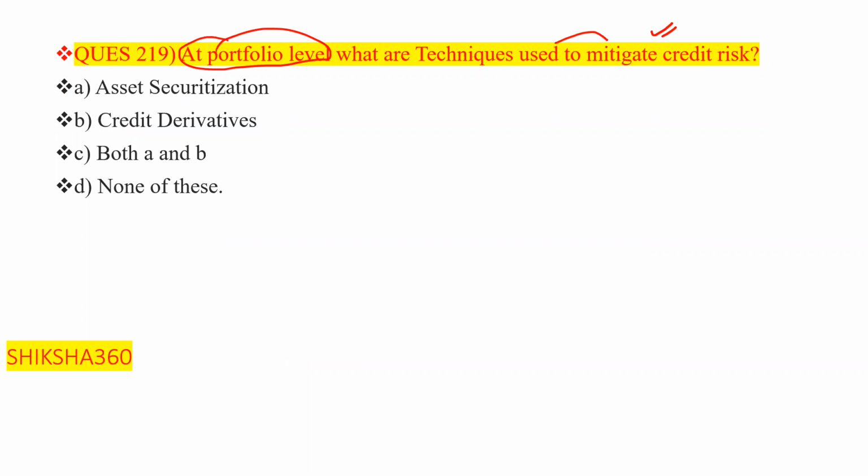First one is asset securitization. Second one is credit derivatives. Third one is both A and B. Option D is none of these. The correct answer is asset securitization and credit derivatives. Both are used to reduce or to mitigate the credit risk. So option C is the correct answer, that is both A and B.